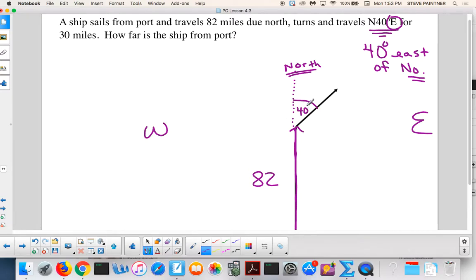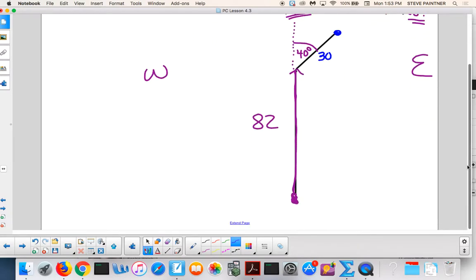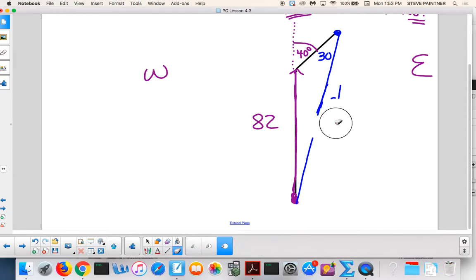Okay. And I travel for how long? How long do I travel that direction? 30 miles. So this is 30 miles. And then it says, how far is the ship from port? Well, this is where we are. Port is where we began. We began right there. So isn't this what I want to find? I'm going to use D for distance.